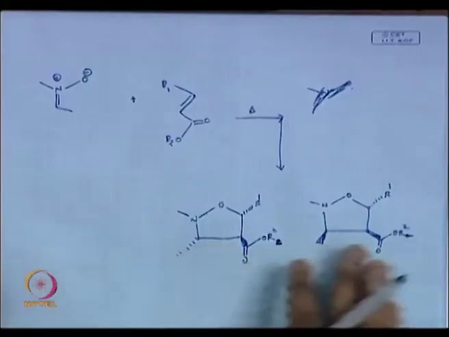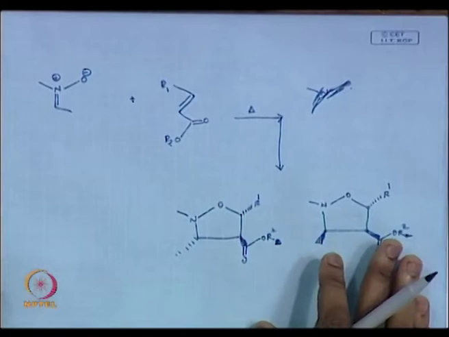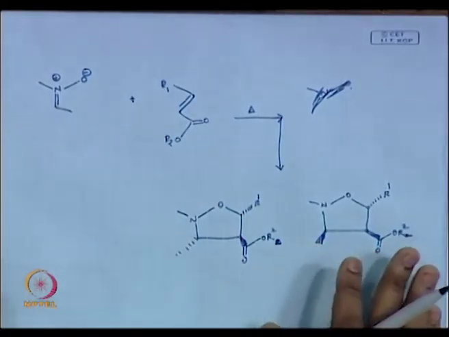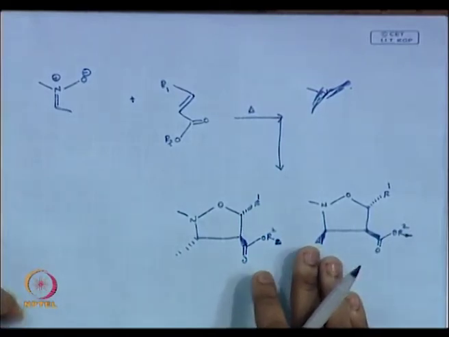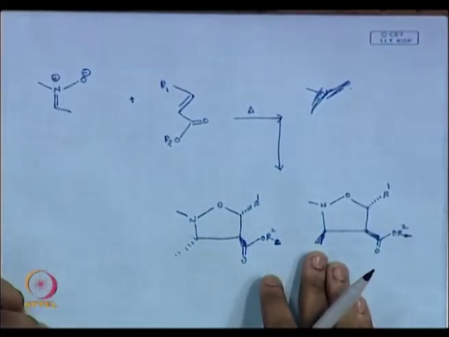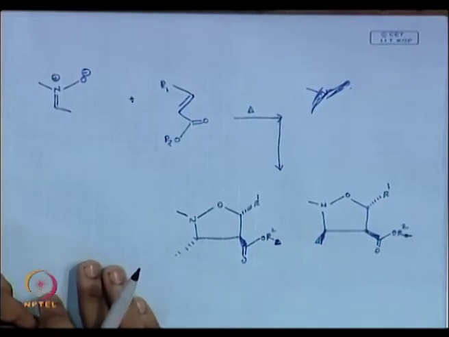That is your endo rule, right? The endo rule says that the endo product is more favorable compared to your exo, because in endo you see secondary orbital interaction. Okay. Can we use the same here? But if you see the product and find out, the exo will be more favored when compared to endo. That means your endo rule does not apply much here when you talk about 1,3 dipolar cycloaddition.